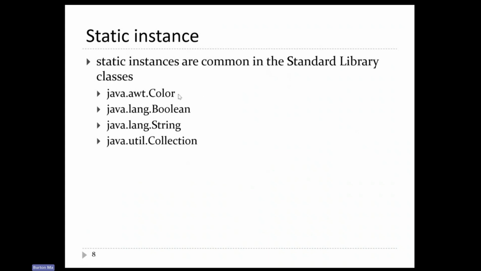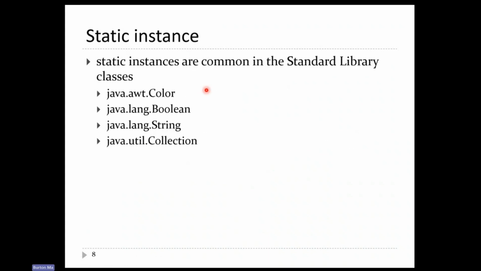The Color class has a bunch of static objects in it as well. It has an object called black, an object called white, and one called red. For some relatively small number of common colors, there are just a bunch of static constants that represent those colors. And they show up in String and Collection as well.